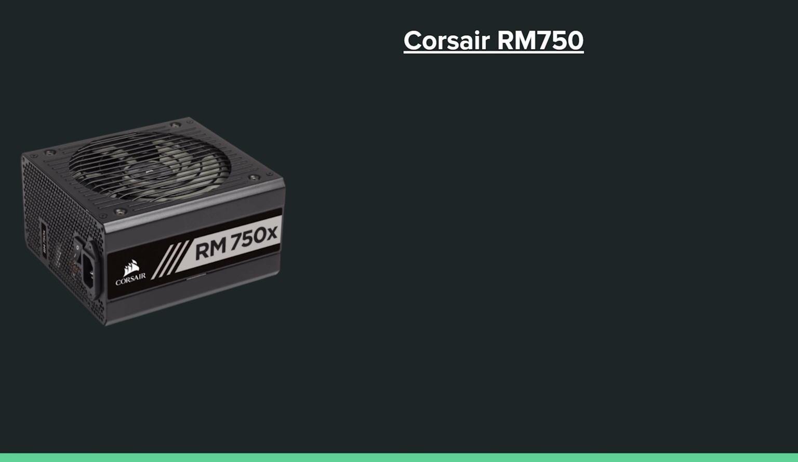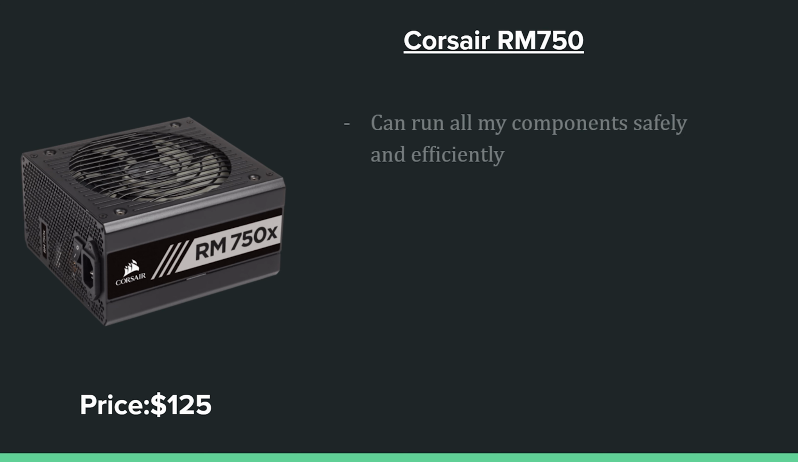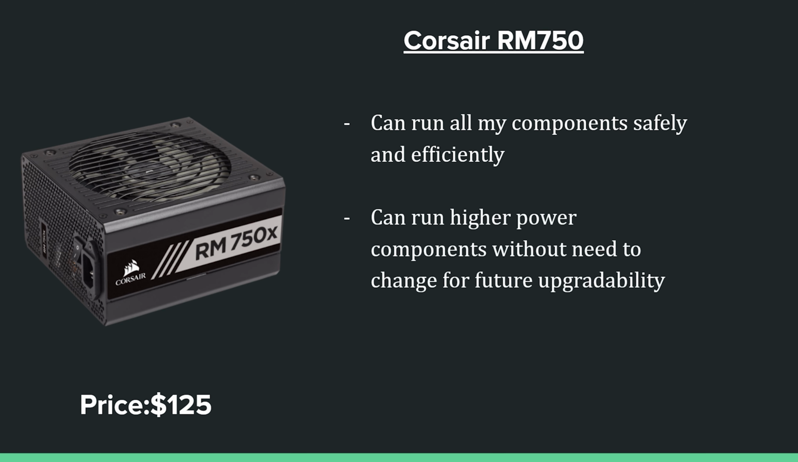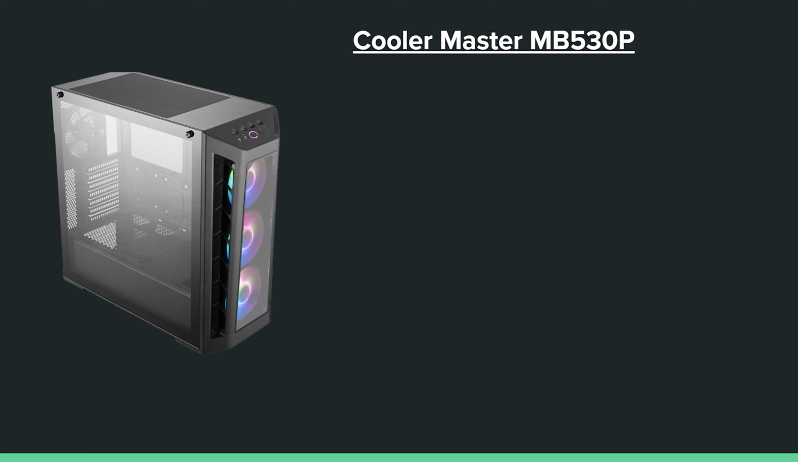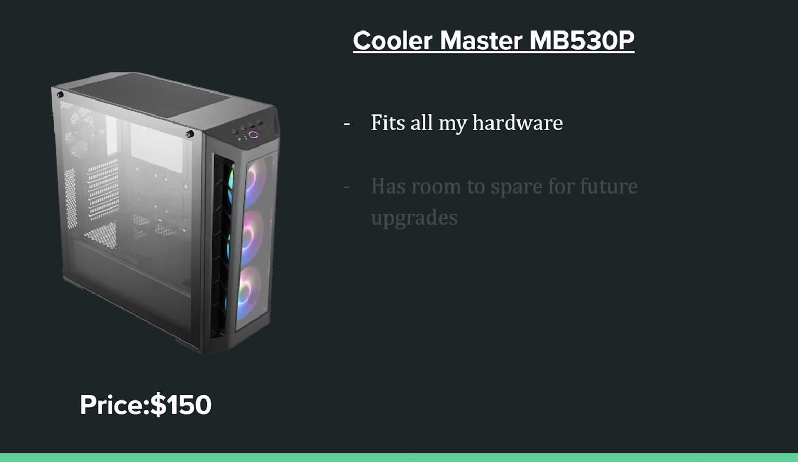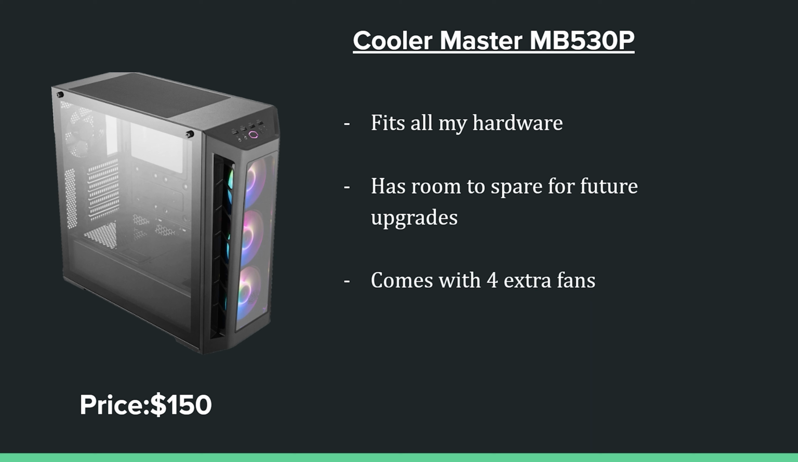Now for the power supply. I went with the Corsair RM750 coming in at $125 because it can supply more than enough power to run my components and can even run higher power components in the future. And finally, the case. I went with the Cooler Master MB530P, which was $150, because it can accommodate all my hardware with plenty of room to spare, and also comes with 4 fans, 3 in the front and 1 in the back.